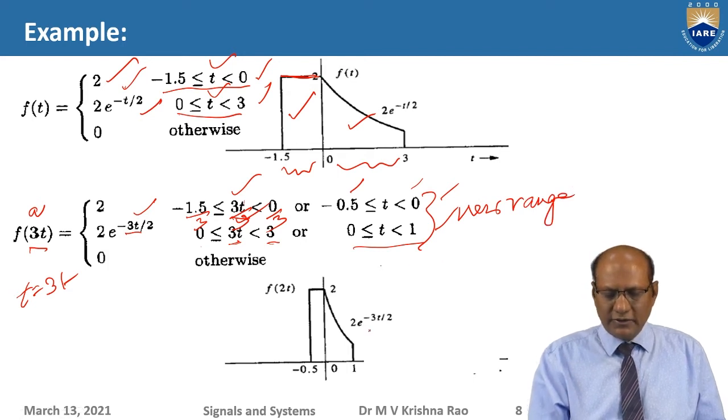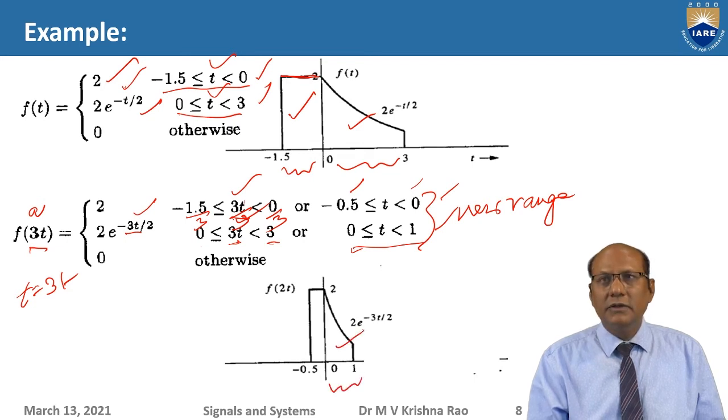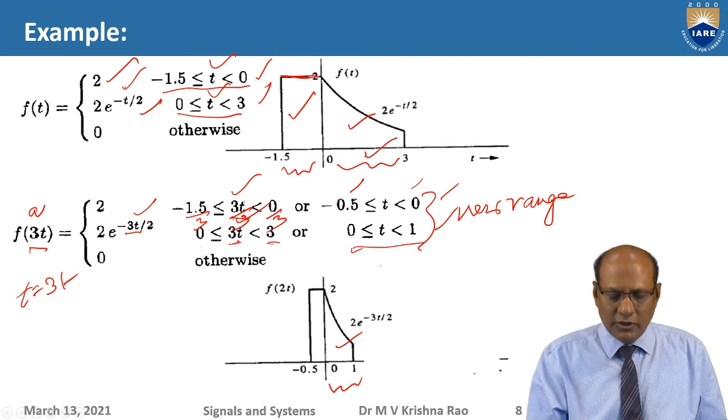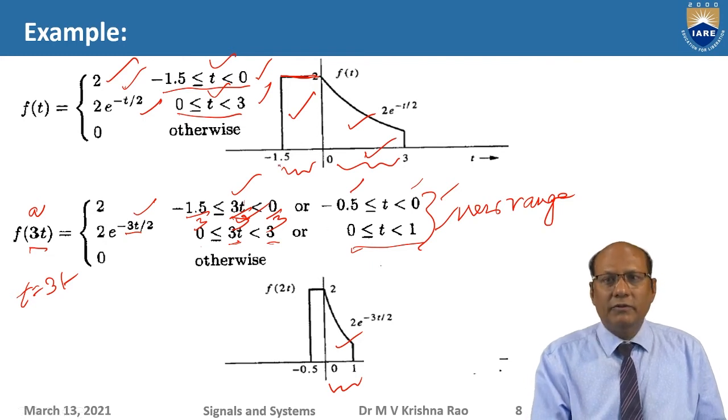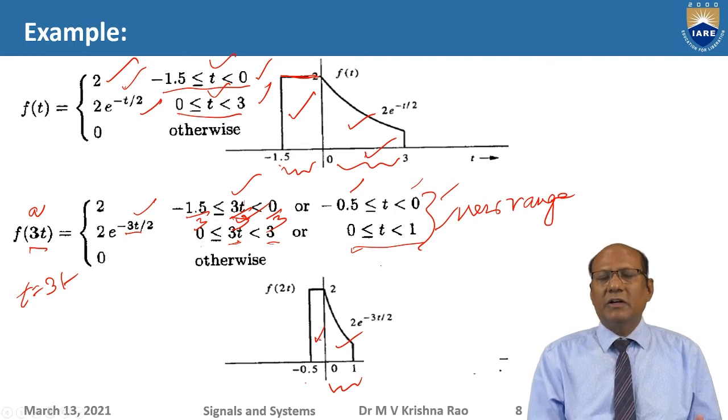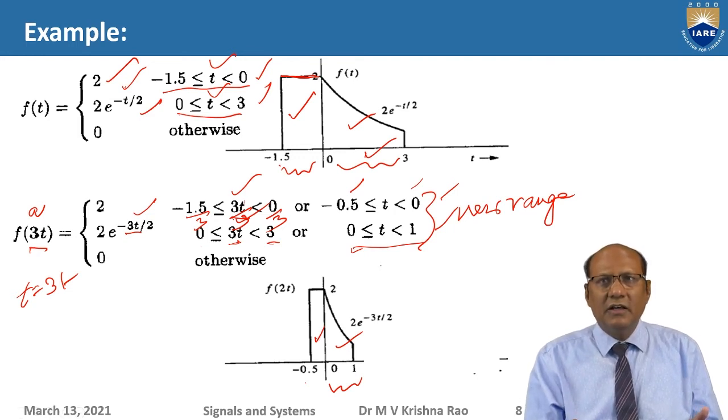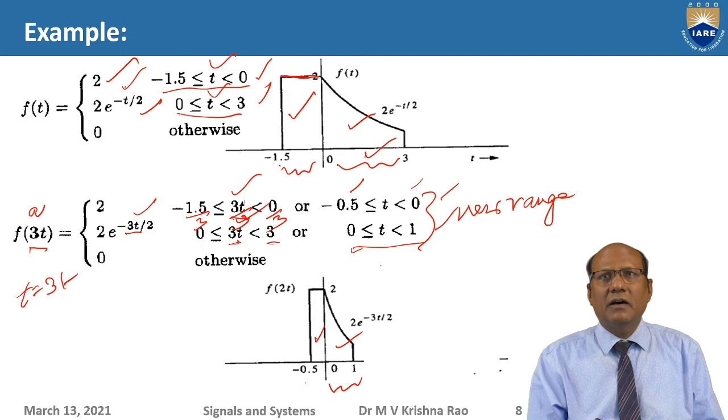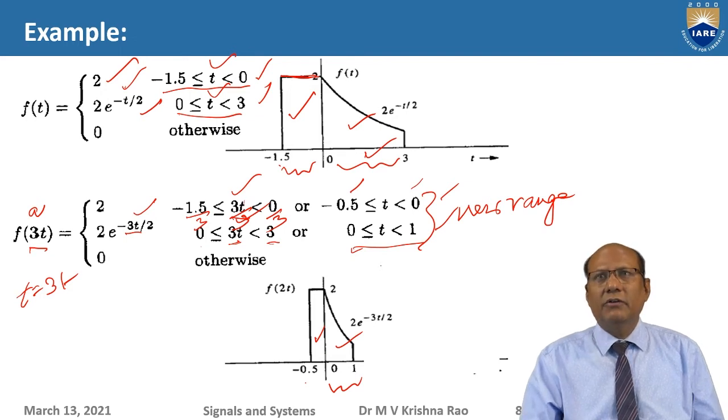So what is this new range here? 0 to 1. Please check this. Earlier it was between 0 and 3, so it is compressed 3 times in time. Now here, 1.5 becomes 0.5. So both parts of the same signal are compressed. That is what you have here.